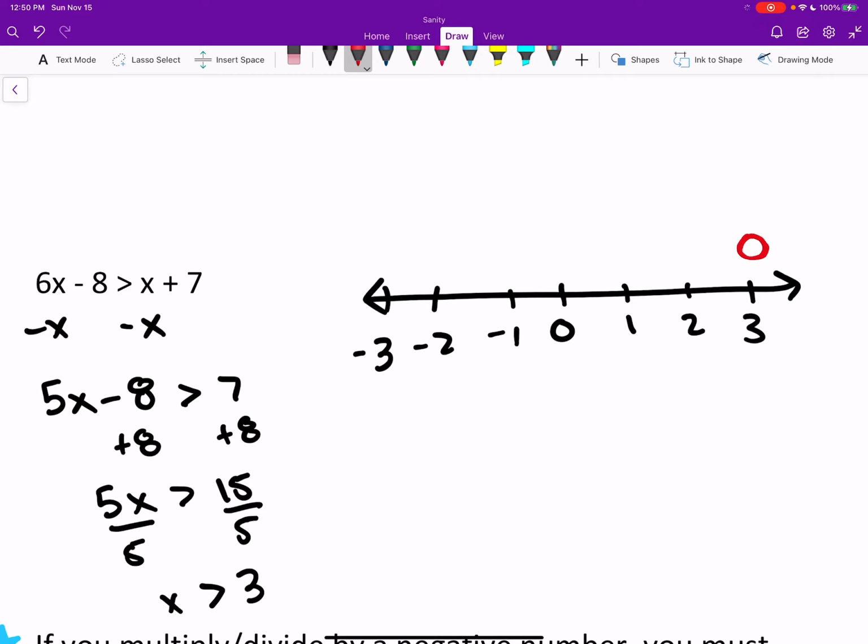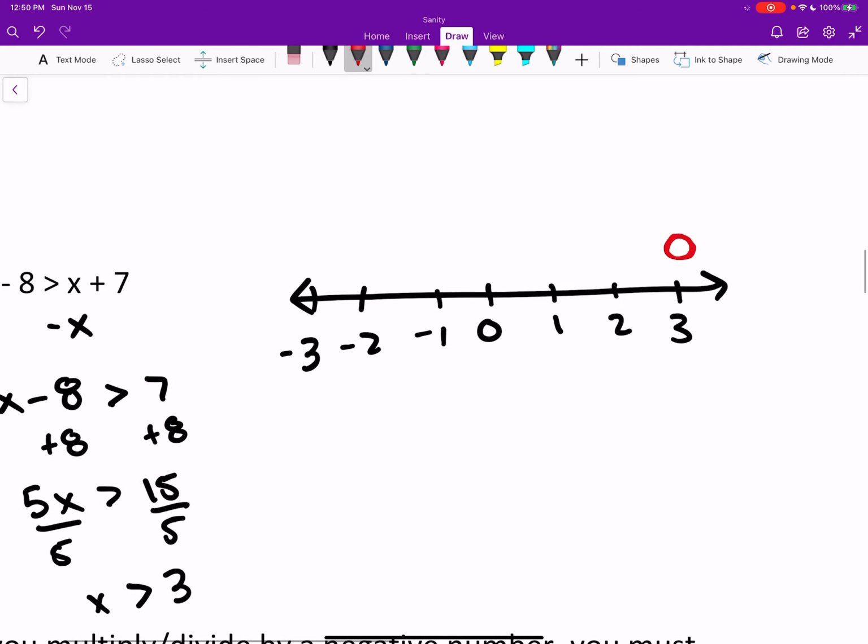And since we're looking for all of the x values that are greater than 3, the arrow is going to be pointing to the right, because if I point that arrow to the right, all of the values like 4 and 5 and 6, those are all values that are greater than 3. All right.